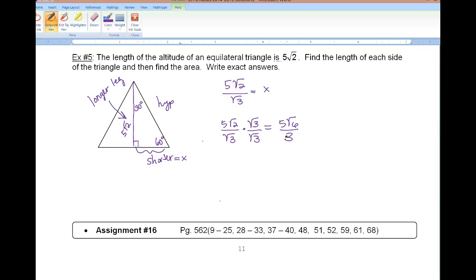Remember, the longer leg is square root of 3 times the shorter leg. So if we're finding the shorter leg, we're going to divide by root 3. So what that would be, like, good. It's a 30, 60, 90.